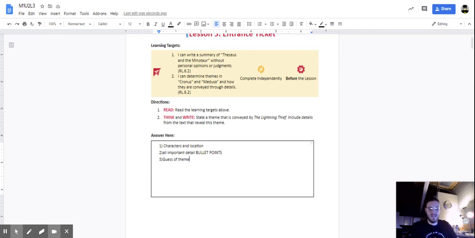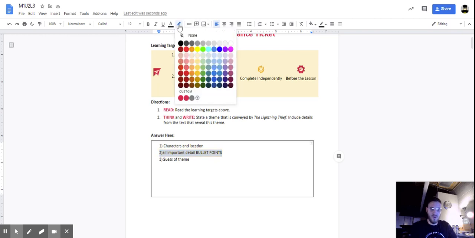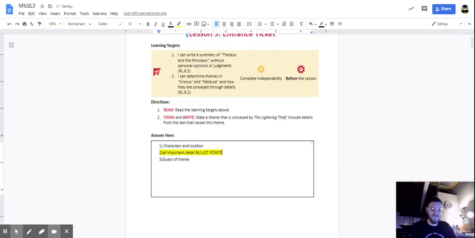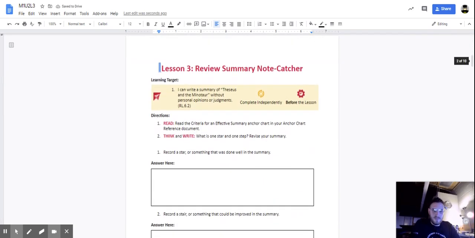It only has 3 parts. It should be about 5 sentences, because the important details part should be more than 1 sentence. It should be about 3 or 4. So this is 3 to 4 sentences. This one is just 1 sentence, and then this one is just 1 quick sentence also. Okay? All right, moving on.